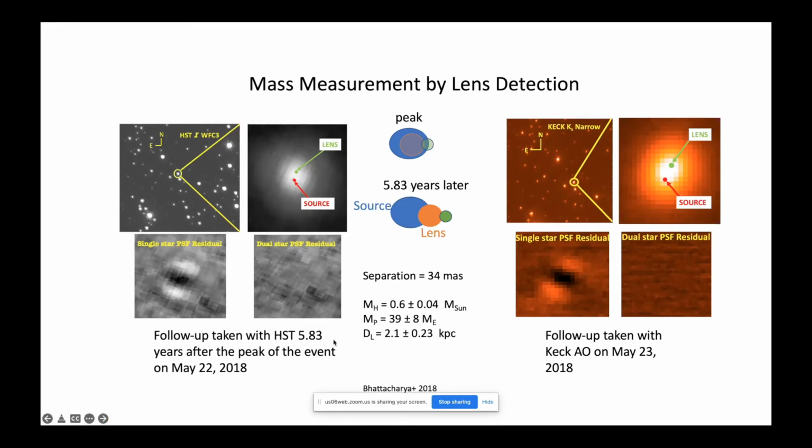Also, in the case of Roman, I would like to mention that Hubble images were bluer images and Keck images were more red images in terms of filter. In the case of Roman also, that's why we would like to take images in several different filters, because that would enable us to see this variation.